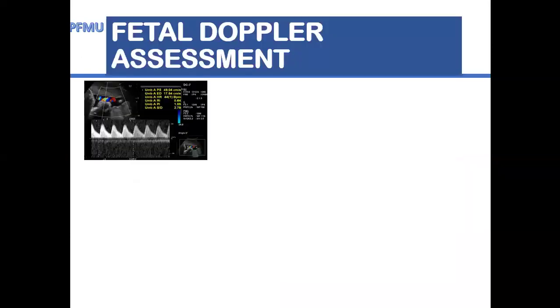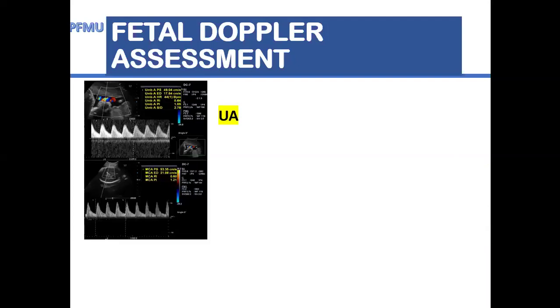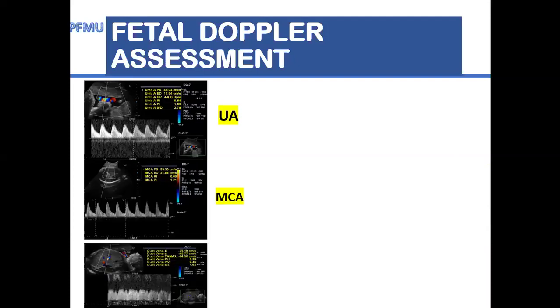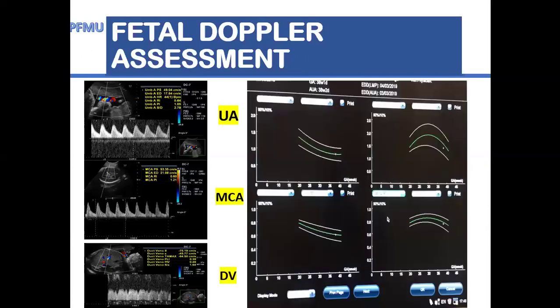Okay. So I mentioned the Dopplers. So we've got the umbilical artery Doppler, the MCA, the ductus venosus, and these Dopplers, besides high volume, normal or they are normal. Okay.